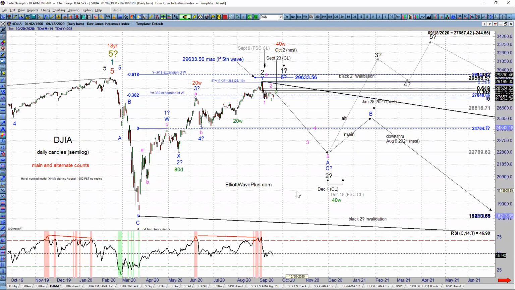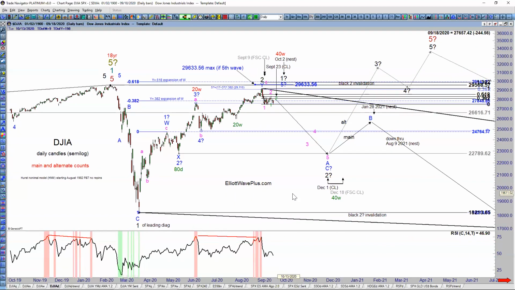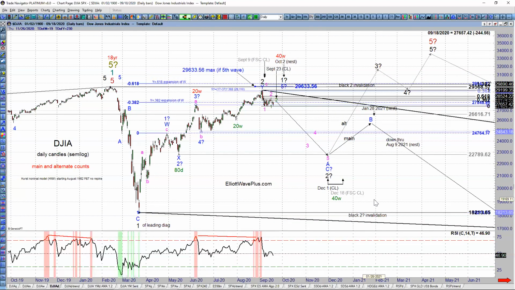So the projection is for downward movement, and we'll see if that maybe gets going a little more aggressively toward the latter part of this coming week.